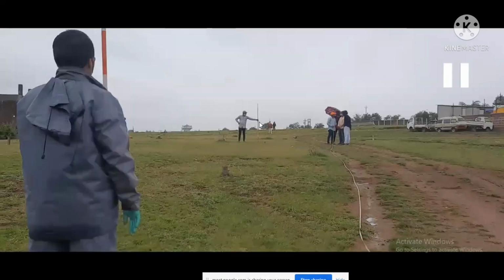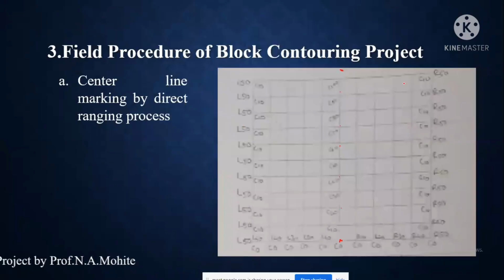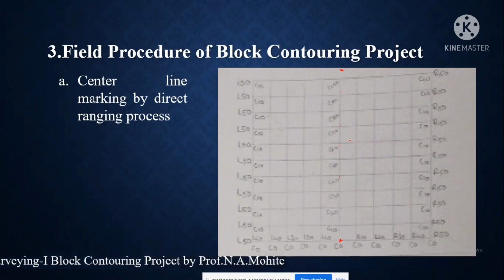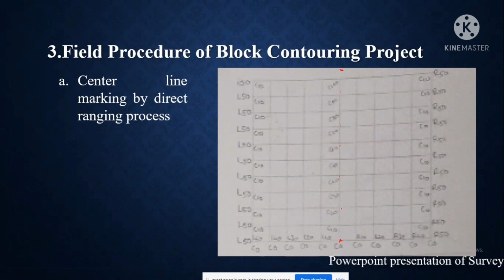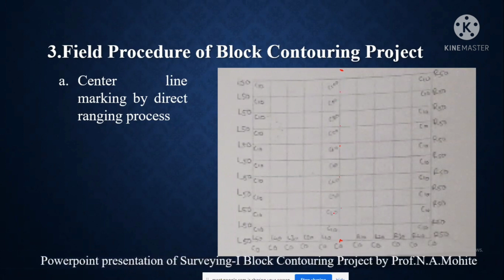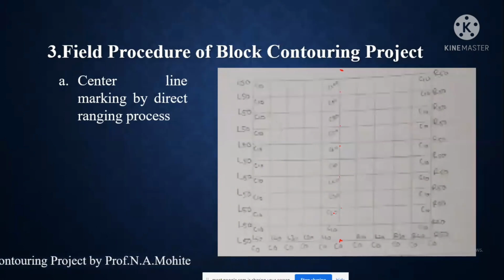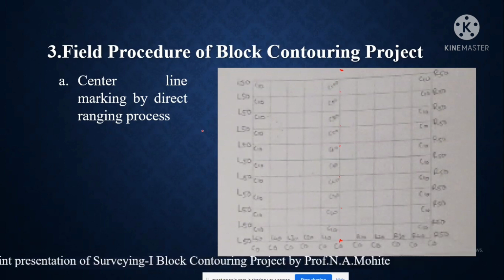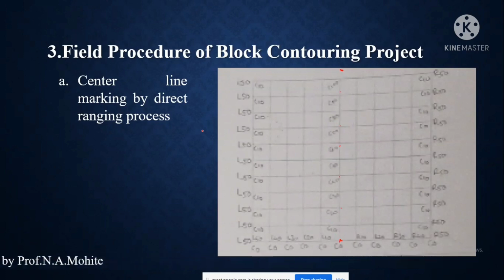In this way you will be marking the center line of the project, that is of the block contouring. So that is C0 up to C100. At a distance of 10 meters, at equal intervals, you will be inserting the peg. Initially it is C0, then C10, C20, C30. So C indicates center line. At a distance of 10 meters, you will be inserting the peg along with the chit named C0, C10, C20 up to C100. So the last will be C100. Like this, we'll mark the center line by the direct ranging process.